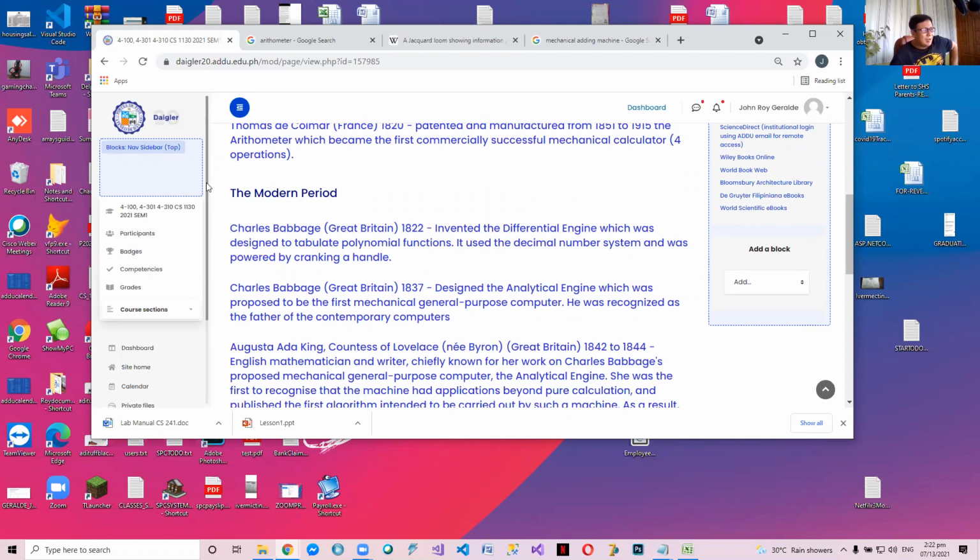During that time, wala pa masyadong gamit. But today, tabulation of polynomial functions is very useful. Do you follow? You know what polynomials are if you take algebra, di ba? So, frustrated with his first invention, Charles Babbage came up with a new design in 1837. It is called the analytical engine. We will study the structure, which was proposed to be the first mechanical general purpose computer.